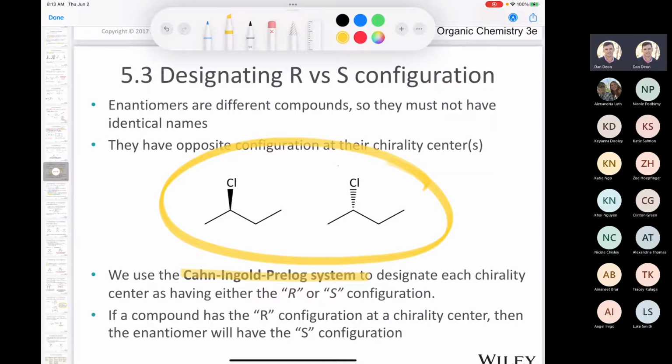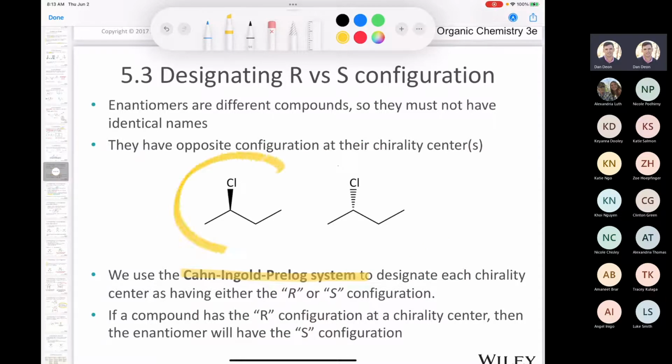R is an old German word, rectus, which means right, and S is sinister, which means to the left. Anyhow, our book doesn't even get into that, so I'm not really worried about that. But one of the things that we learned last lecture was that if you have a compound that has a chiral center, how do you recognize that compound as having a chiral center? Or how do you just recognize a chiral center?